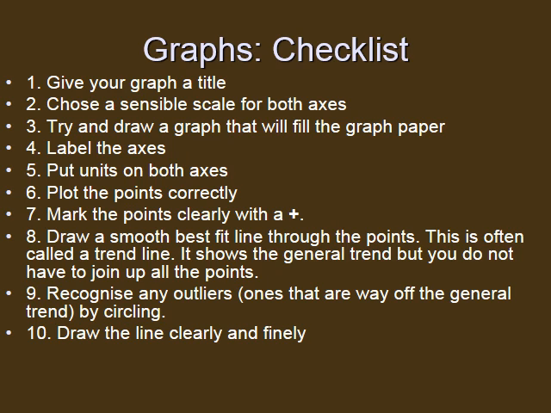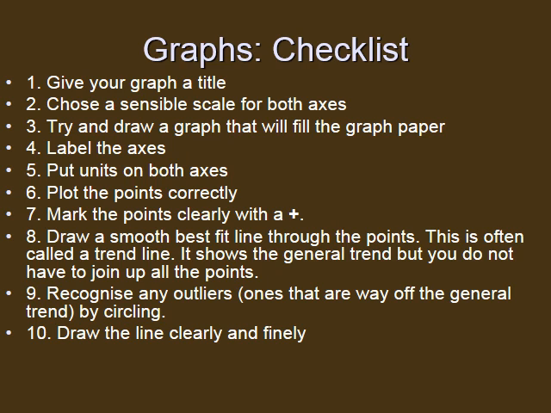Okay, plot the points correctly and you mark them with a cross. Then you draw a smooth best fit line through the points. This is often called the trend line, and it shows a general trend, but you do not have to join up all the points. You need to just do a line of best fit. This is for linear relationships, as much as the smooth curves for non-linear relationships.